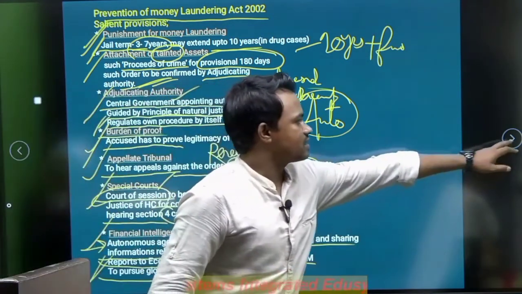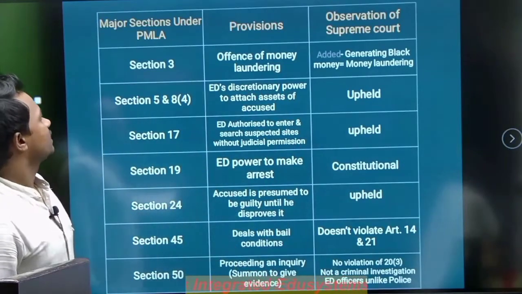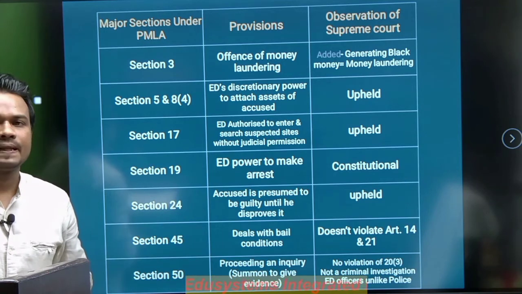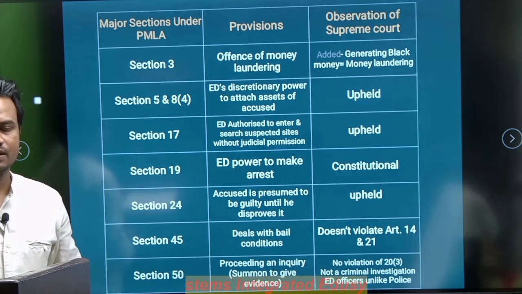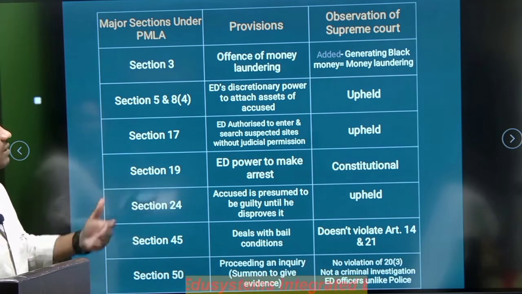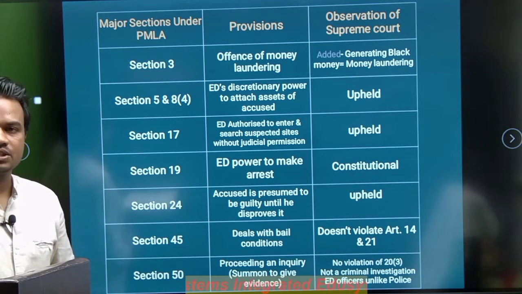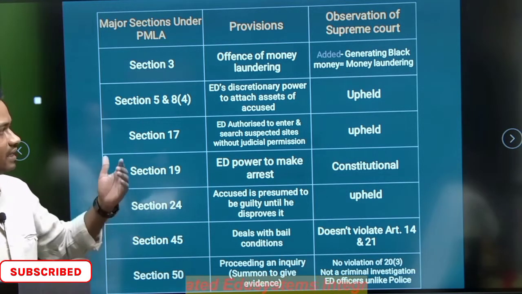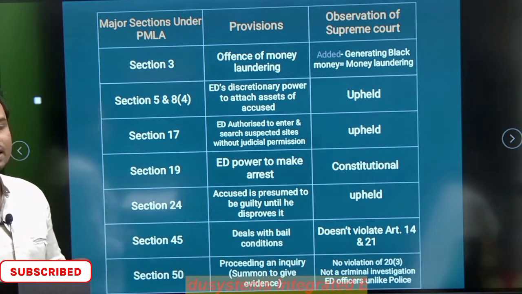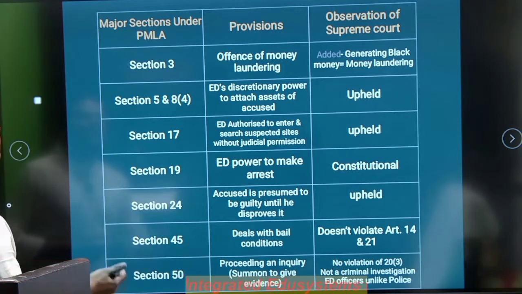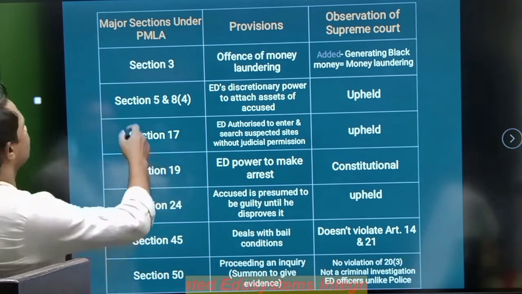Now, next, as we have talked earlier, recently a 3-judge bench of the Supreme Court observed on some of the sections of this particular act, which had been challenged. In this regard, we see what the recent observations are which are important from the examination point of view, and that's why we'll talk about them here.